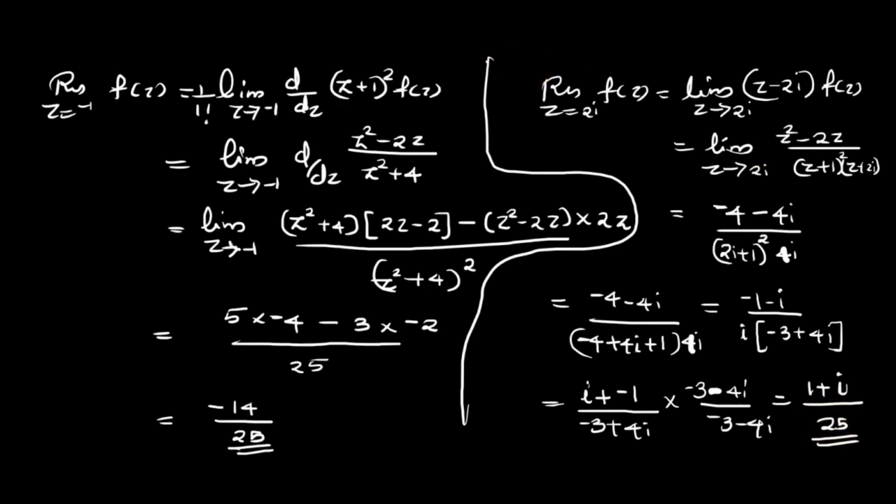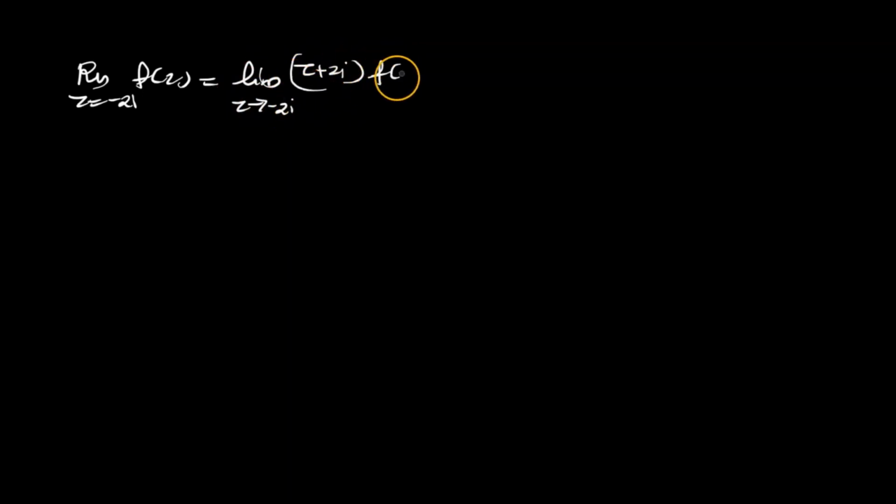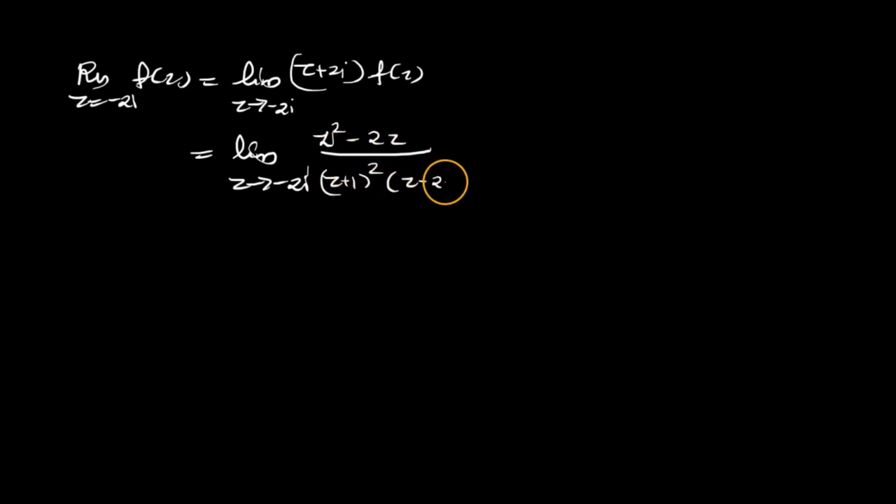Now we want to find the residue at z equal to minus 2i. Residue at z equal to minus 2i of f of z is equal to limit z tends to minus 2i, also a simple pole. Limit z tends to minus 2i of (z plus 2i) into f of z. This is limit z tends to minus 2i of (z square minus 2z) divided by (z plus 1) whole square into (z minus 2i).